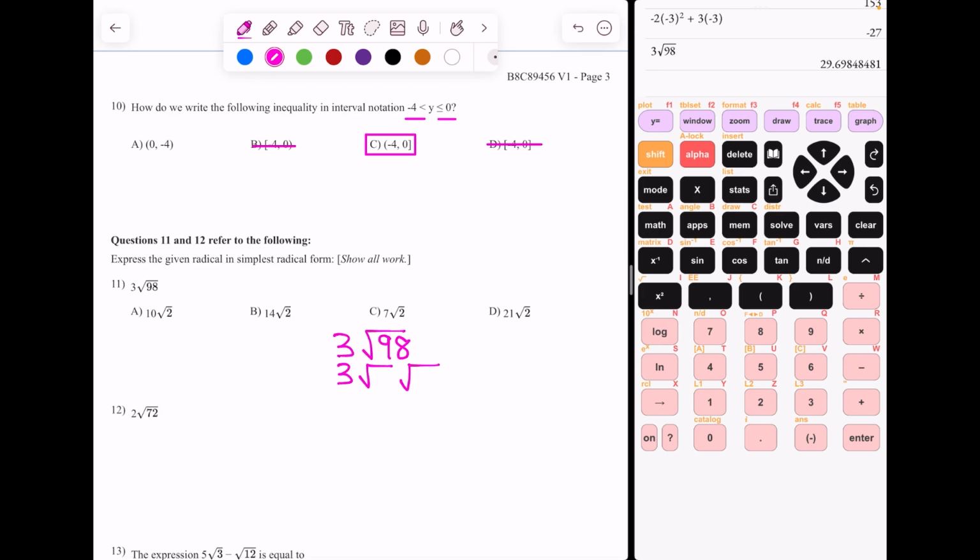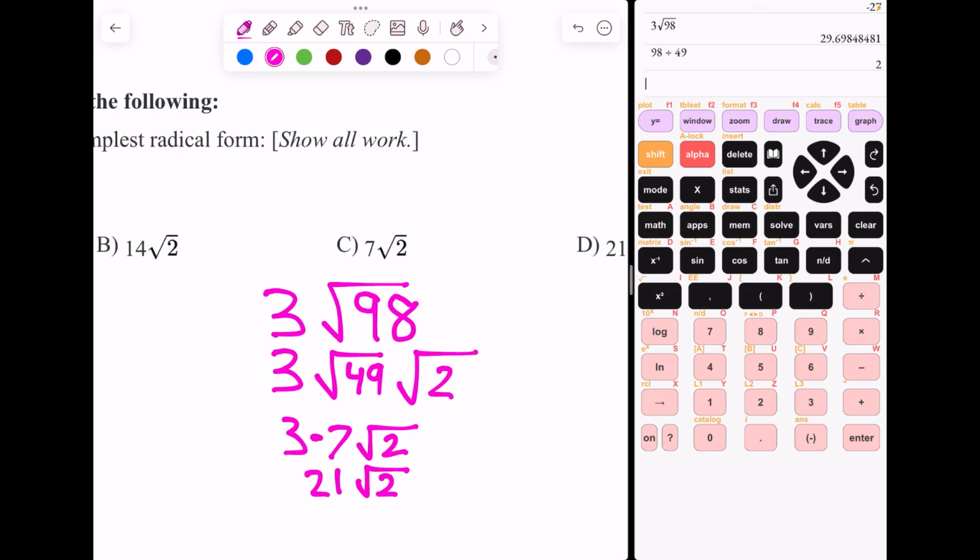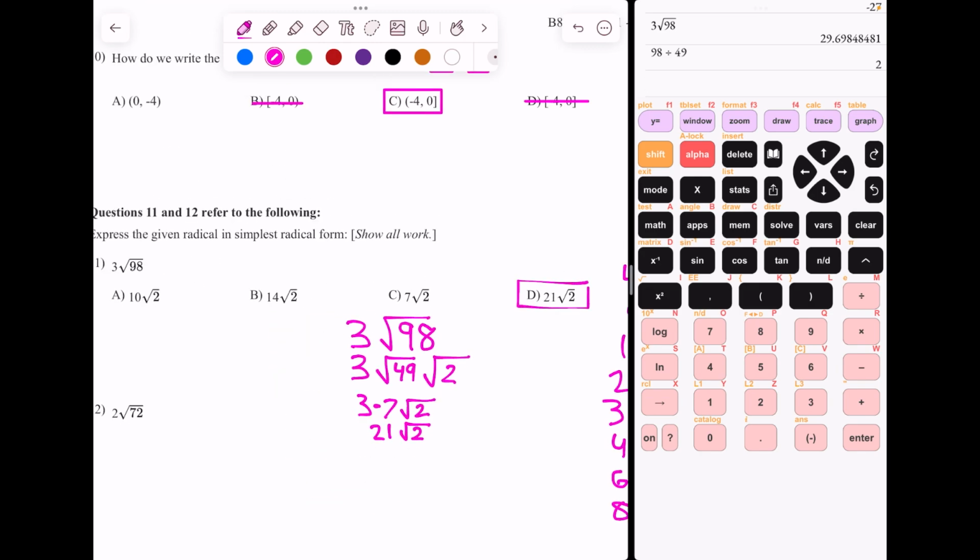Using the perfect square numbers, 1, 4, 9, 16, 25, 36, 49, 64, 81, we would see which one could divide into 98. And actually 49 divides in 2 times. So the square root of 49 is 7. Leave square root of 2 alone. 3 times 7 is 21, square root of 2, which is answer choice D.